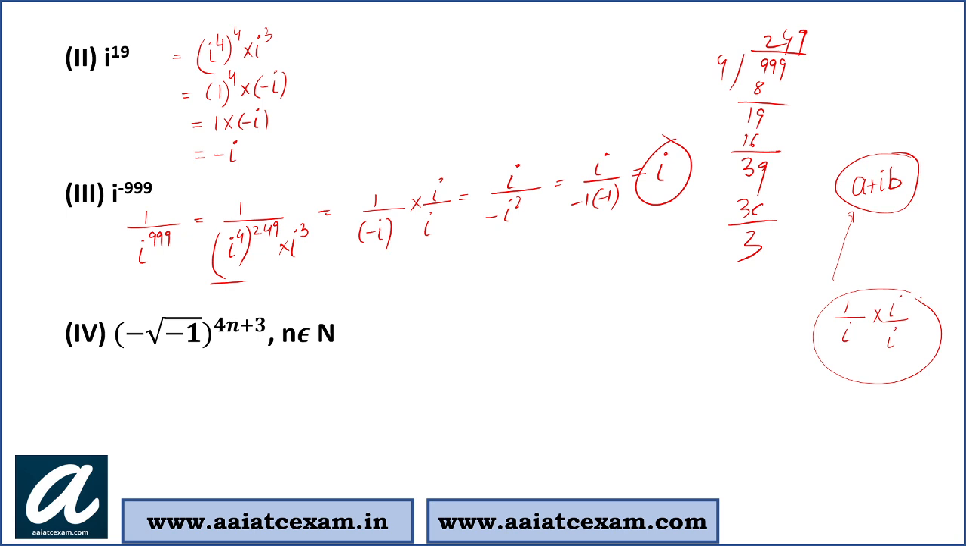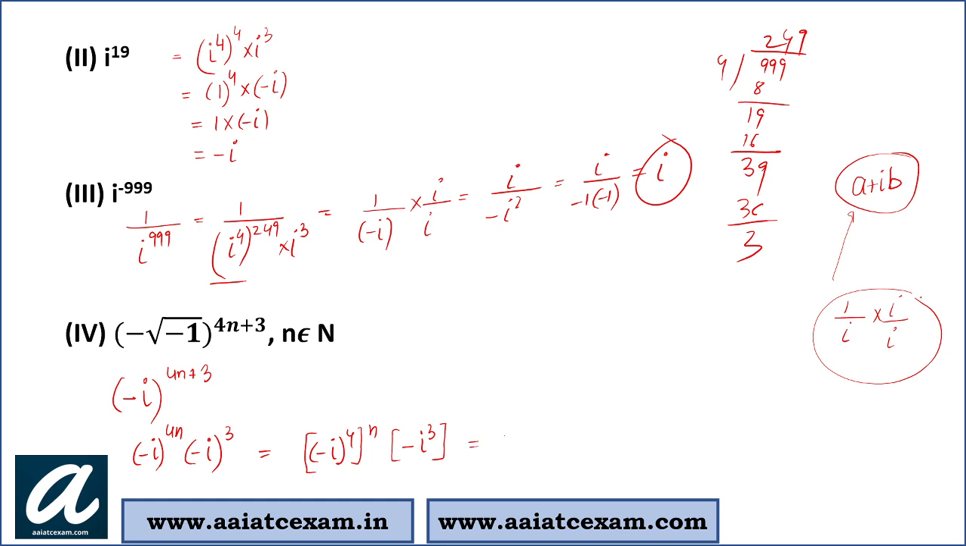Next question is there, students. What is the value of minus under root minus 1? This is iota, students. This is 4 raised to power n plus 3. So I can say this is equal to minus iota raised to power 4n into minus iota raised to power 3, which can be written as minus of iota raised to power 4 whole raised to power n into minus of iota cube. So iota raised to power 4 is 1, students. And 1 raised to power anything is 1.